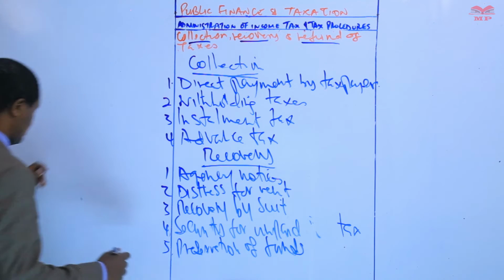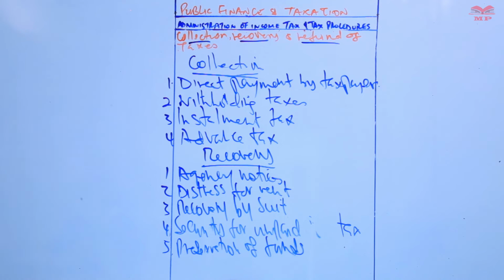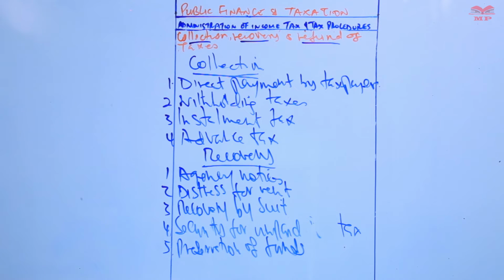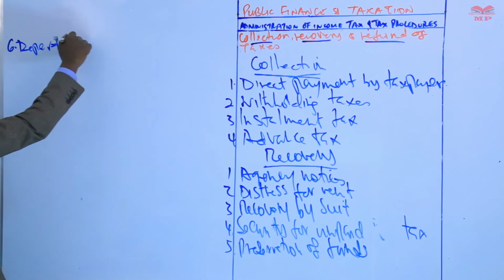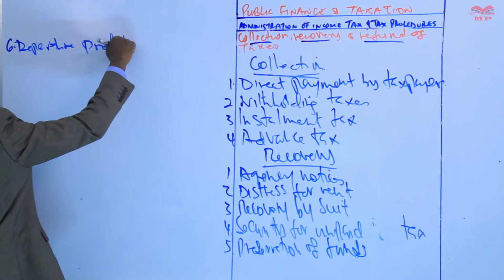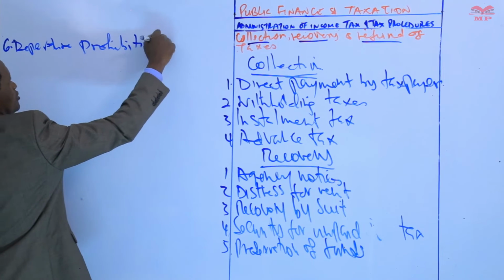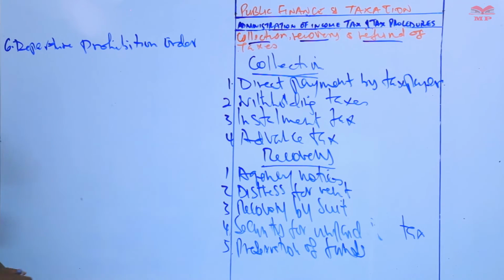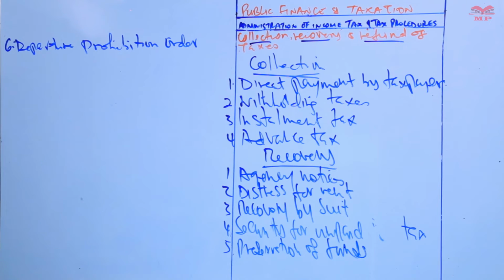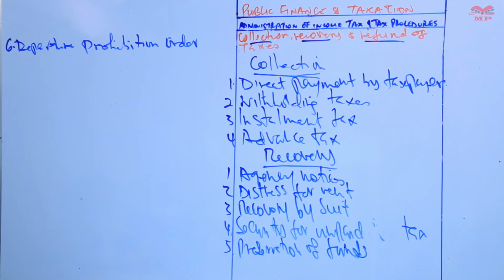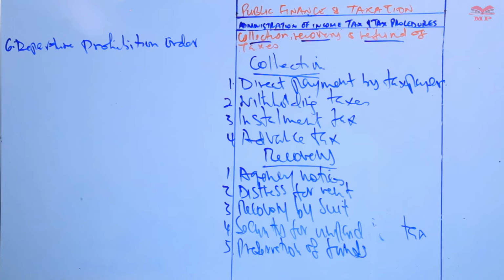Then let me write the 6th point here, which is departure prohibition order. KRA can issue an order prohibiting a taxpayer from leaving Kenya if there are reasonable grounds to believe they may not return and the collection of taxes is at risk.